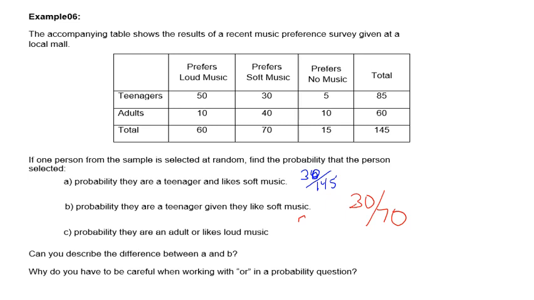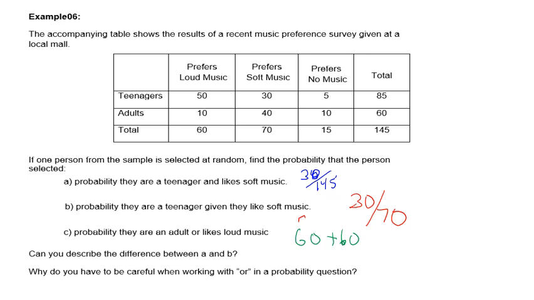C, the probability that they're an adult or they like loud music. So this is an or. When you work with an or, you don't care which one. So they could be an adult. Well, if they're an adult, I have 60 ways of choosing them. They could be a person that likes loud music. There are 60 ways to pick a loud music person, right?